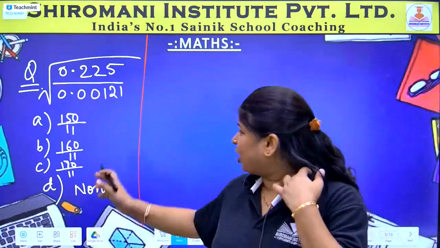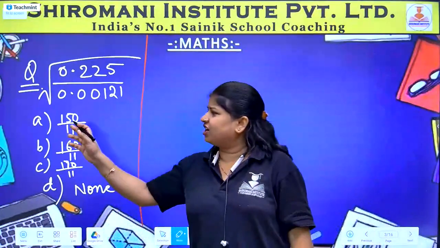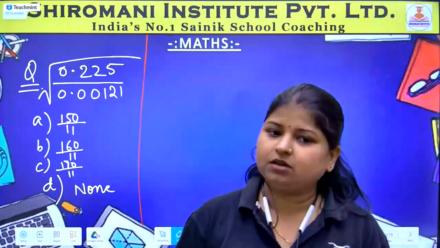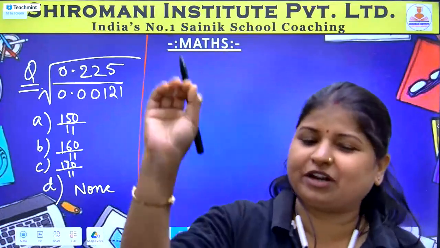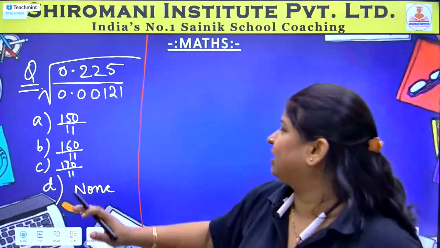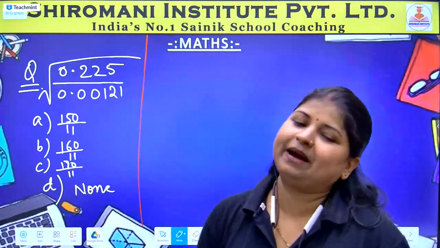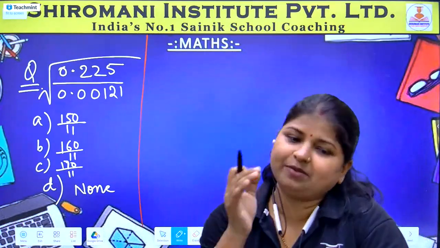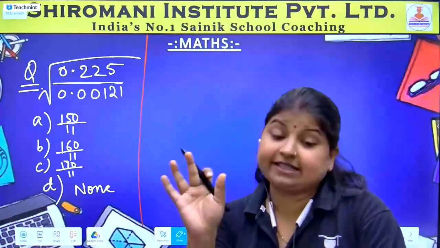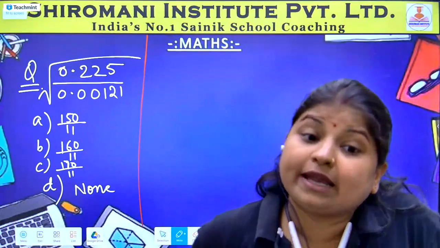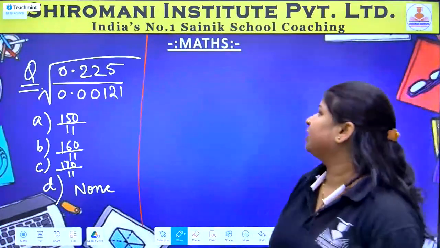So when I see the options, I would say, acha, 15. I don't know how, but somehow 150 would have come at the numerator and 11 at the denominator. So I would click 150 by 11. And believe me, 99.99% of the time, it's correct. But still, we should learn how we got our answer. Okay, so let's learn.